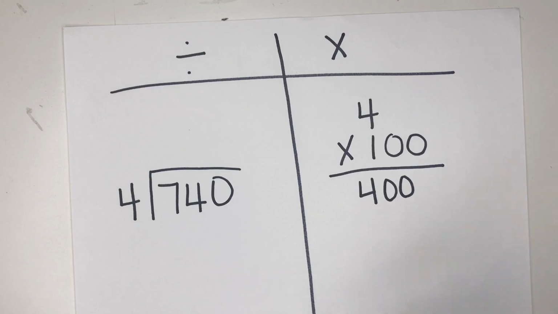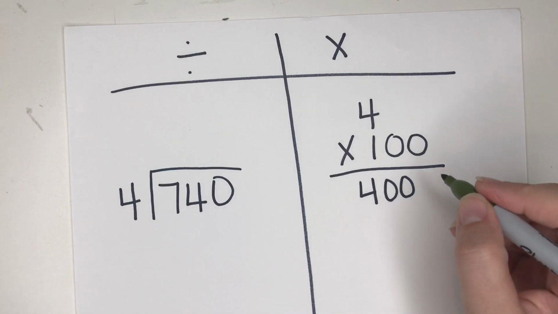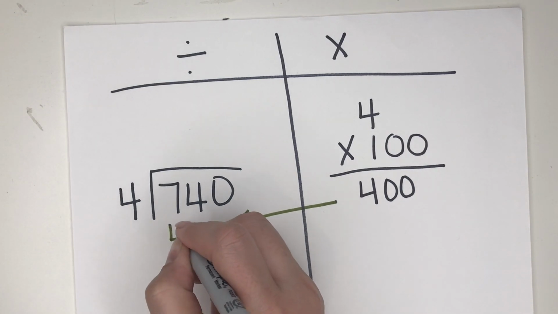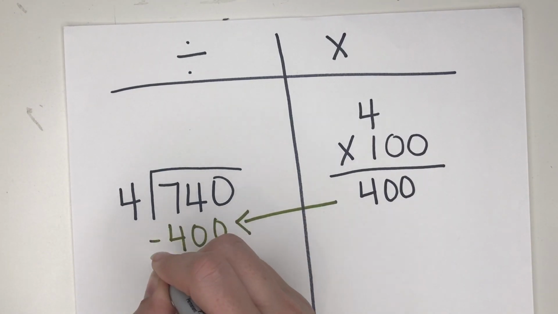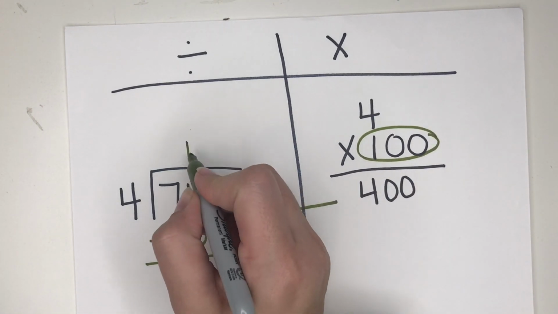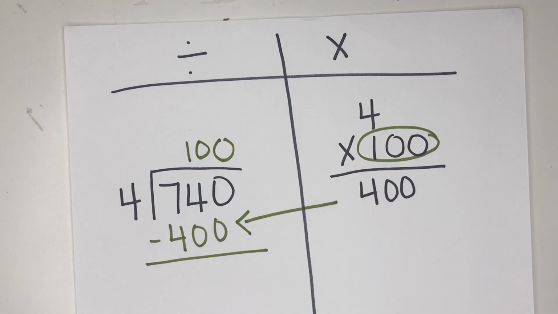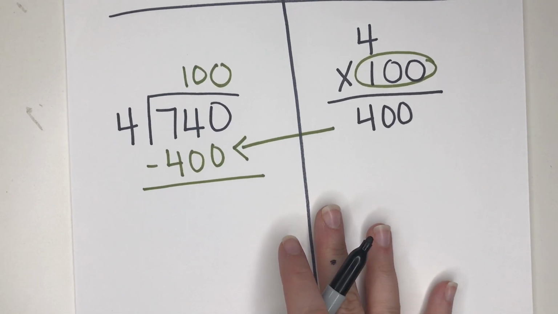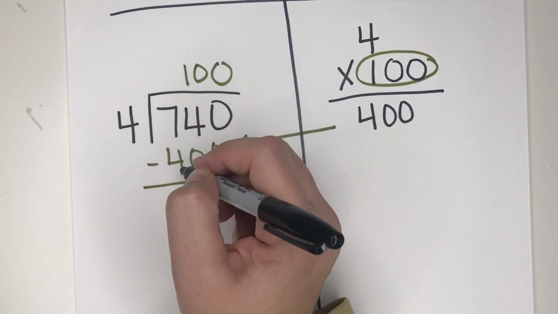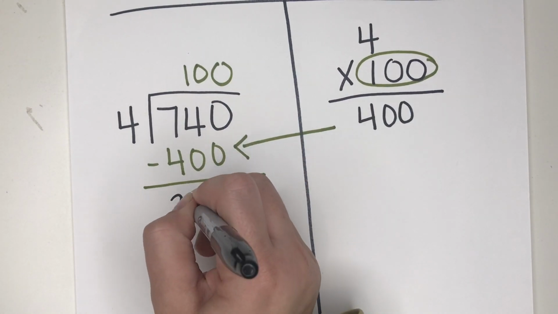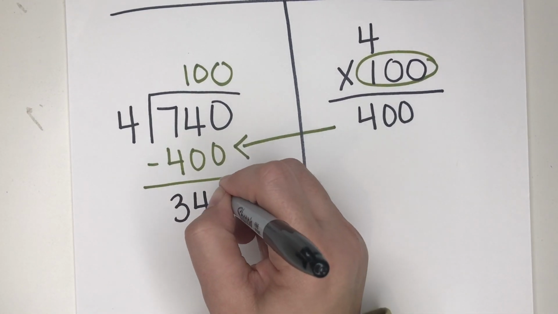The way the students and I work this out is that any number below the line goes below the line here. So I have 740 minus 400. And any number above the line goes up at the top here in our quotient. Now I subtract. So I'm going to go ahead and subtract 740, take away 400, which ends up being 340.